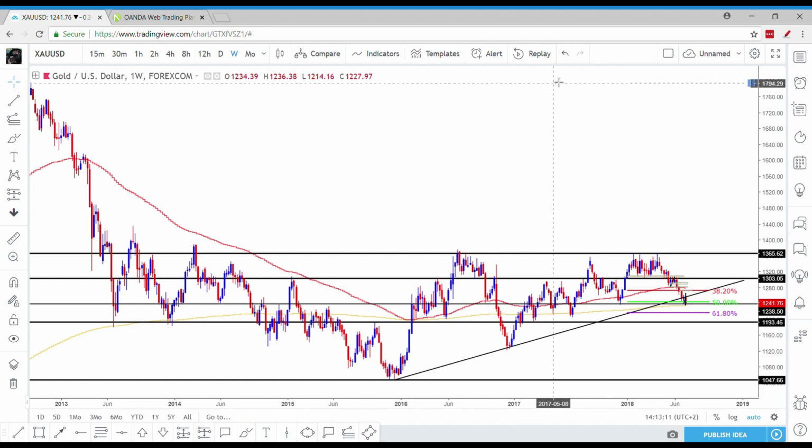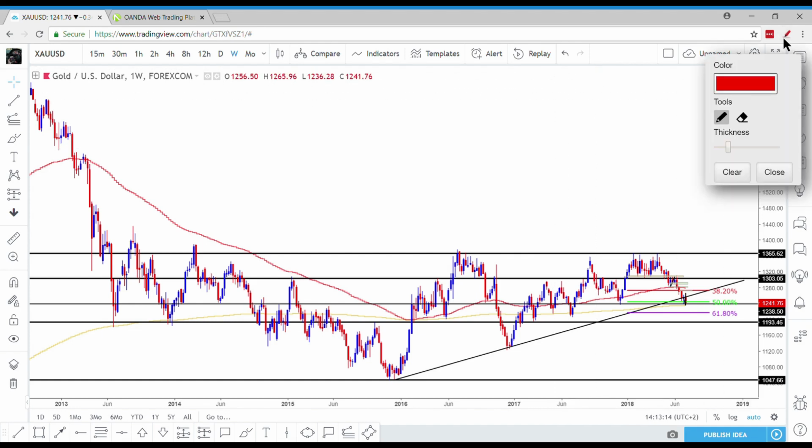Okay, so what we're going to see is that you can actually look at things in multiple time frames, and I recommend you to do this. And this is how we will trade it.